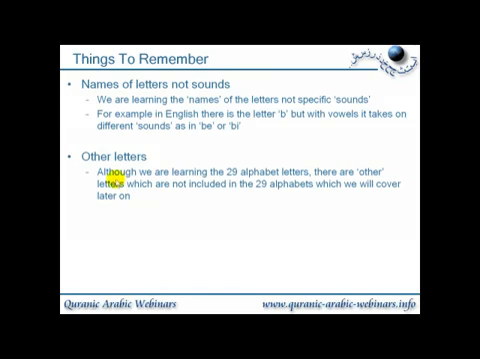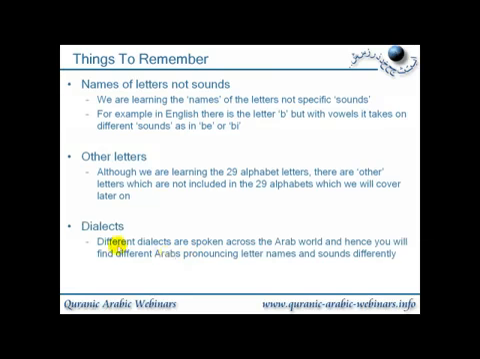Other letters. Although we are learning the 29 alphabet letters, there are other letters which are not included in the 29 alphabets, which we will cover later on. So there are other letters or shapes that we're going to see, which generally they do not include in the 29 alphabets themselves. Dialects. Different dialects are spoken across the Arab world, and hence you will find different Arabs pronouncing letters and sounds differently, and this can be quite substantial, so you'll have to listen to different dialects to see the difference.